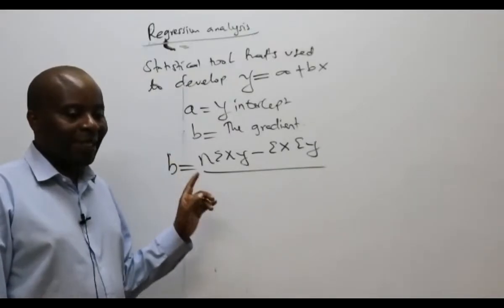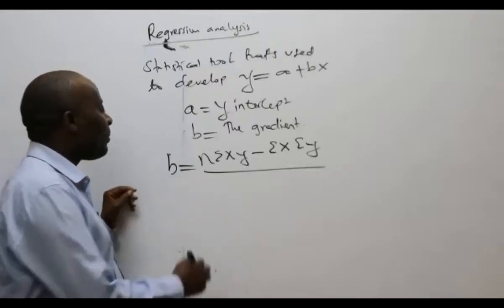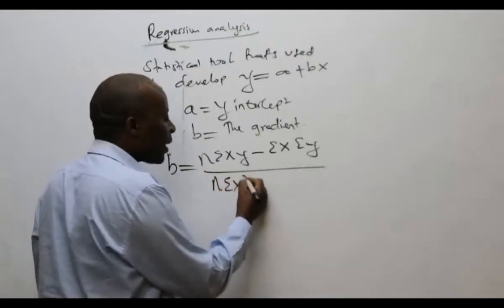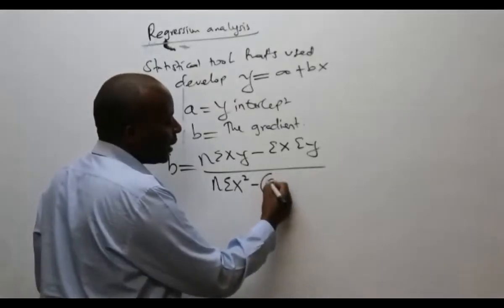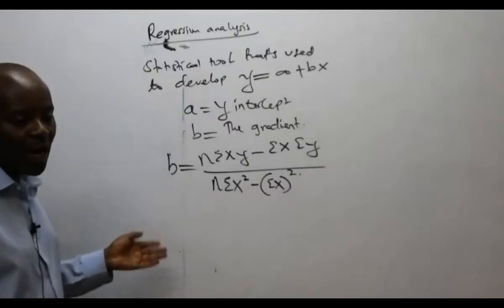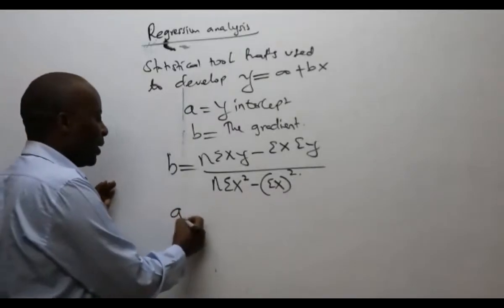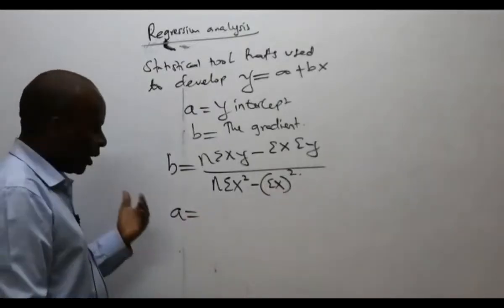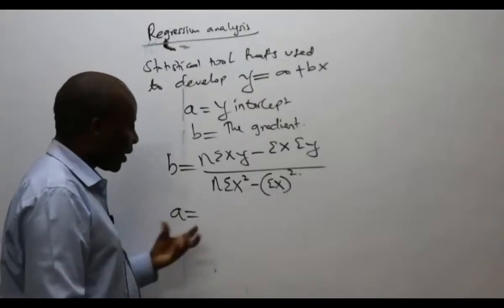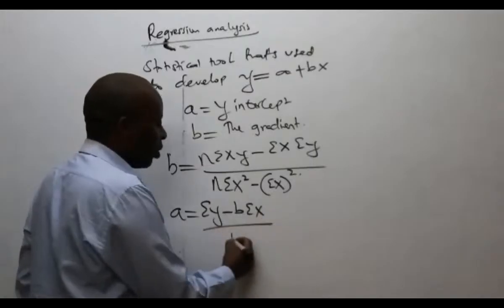How about, in this case here, the denominator? You can see what Bwana Amaya is saying. Amaya anasema kwamba to get the denominator here, we shall be taking n summations of x squared minus, in brackets, summation of x, all squared. So this is very important for us. To help you very quickly here, to get a, which is the intercept, we normally take summation of y minus b summation of x, all over n.